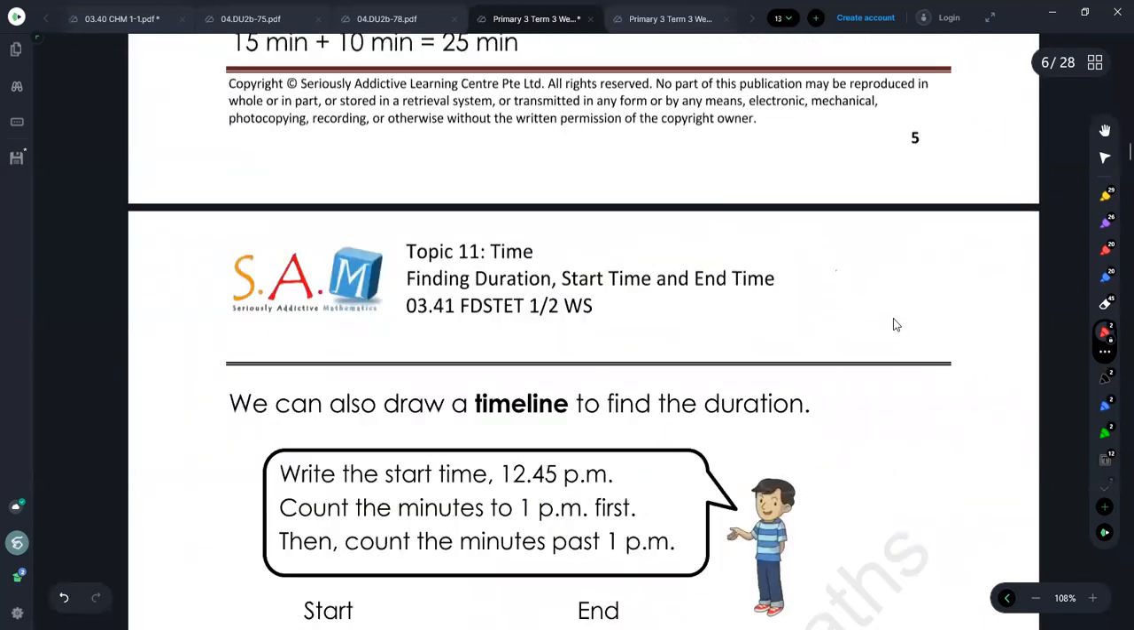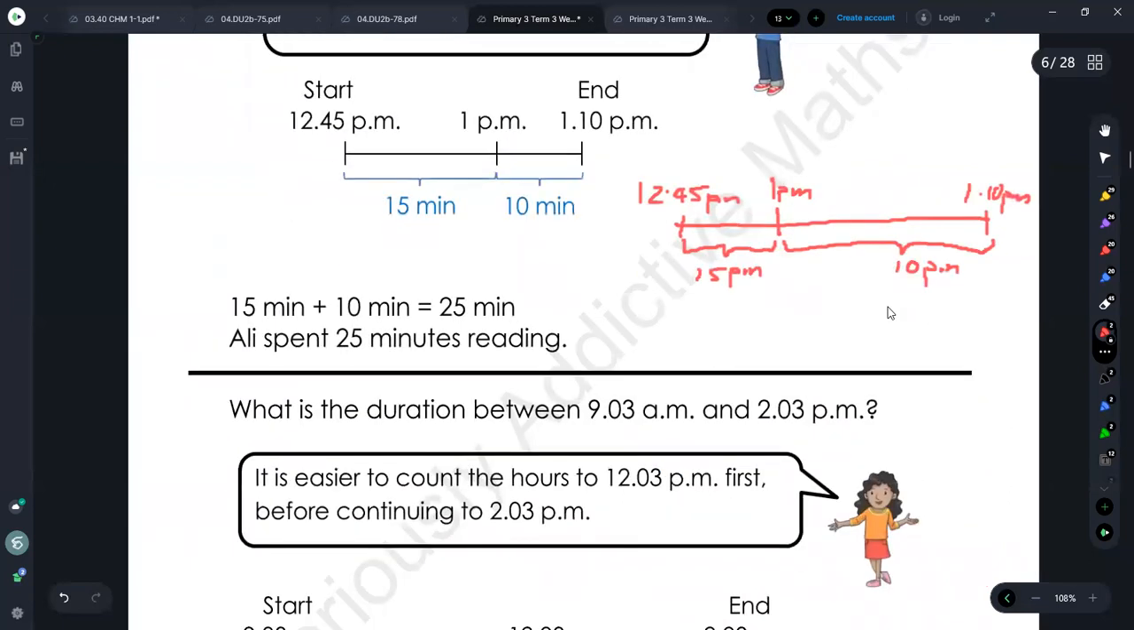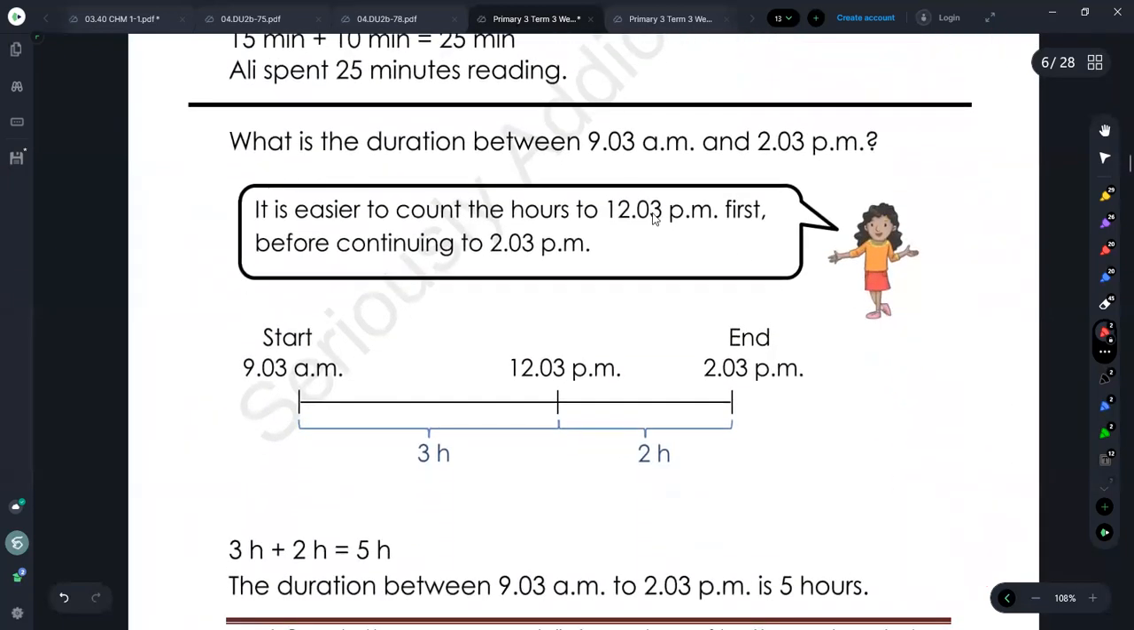Now, this is to find the duration, right? Now, what if the hours are different, the minutes are the same, and then AM and PM, so they can draw the timeline as well. Okay, start time 9 a.m. and then 2:03 p.m. Okay, so you ask them, some of them may have to break it up, right? If they're not sure, they may have to break it up into 10:03, then 11:03. That is fine. For beginners, that's fine.